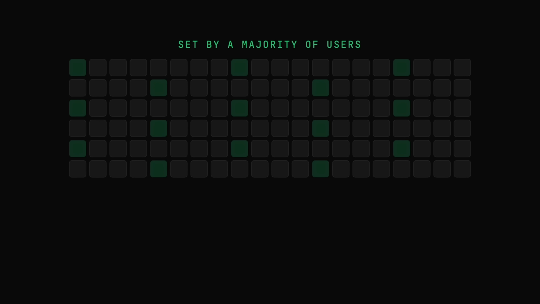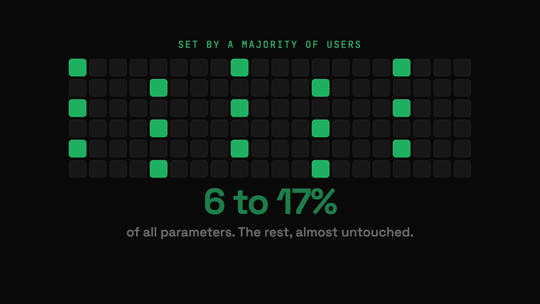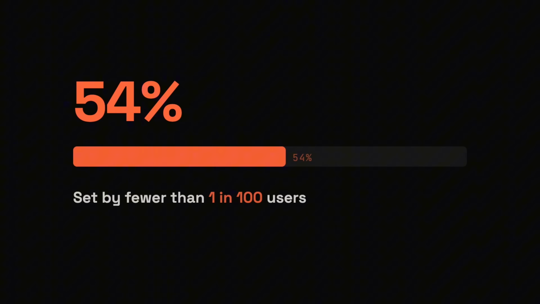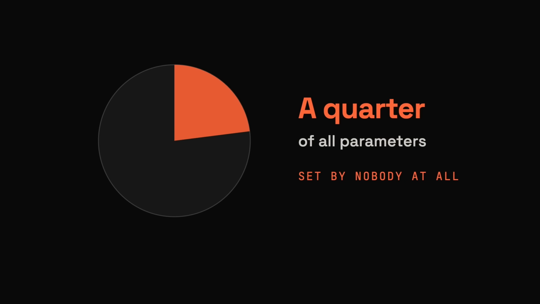And when it comes to usage across their studied systems, only somewhere between 6 and 17% of the parameters were set by a majority of users. Up to 54% were set by fewer than 1 in 100 users. In a commercial system, nearly a quarter of all parameters had been set by nobody at all.